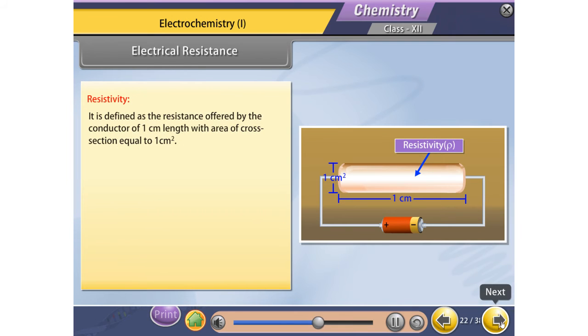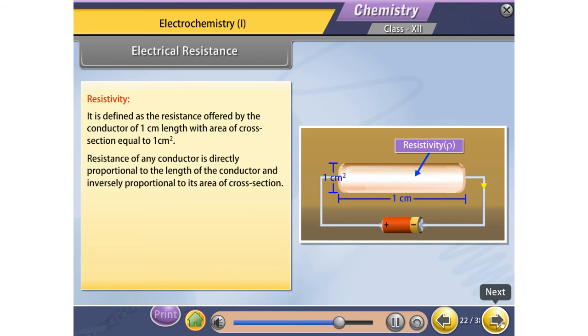Resistivity. It is defined as the resistance offered by the conductor of 1 centimeter length with area of cross-section equal to 1 centimeter square. The resistance of any conductor is directly proportional to the length of the conductor and inversely proportional to its area of cross-section. R = ρL/A, where ρ is known as specific resistance or resistivity.